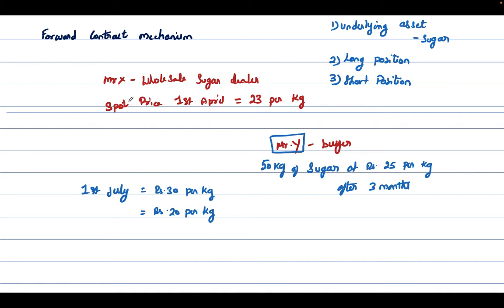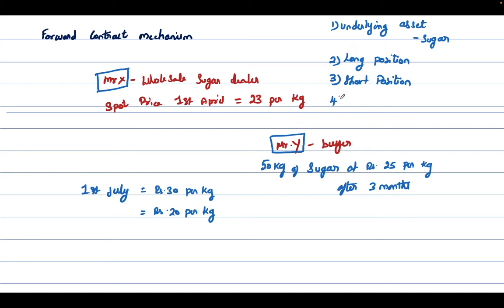So the party that agrees to sell an underlying asset on a future date is said to be in short position. So here it is Mr. X. So Mr. Y is in long position, Mr. X is in short position. The person who is going to sell on a future date is said to be in short position. The person who is going to buy on a future date is said to be in long position.